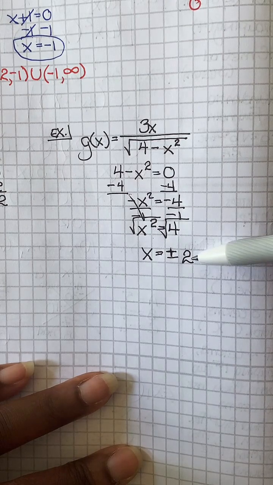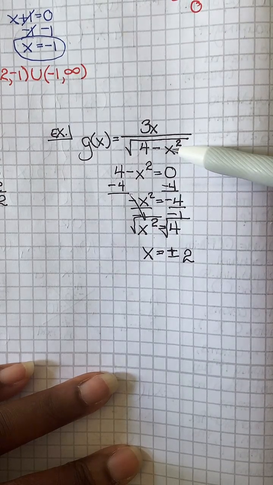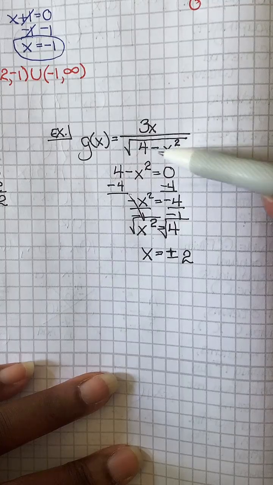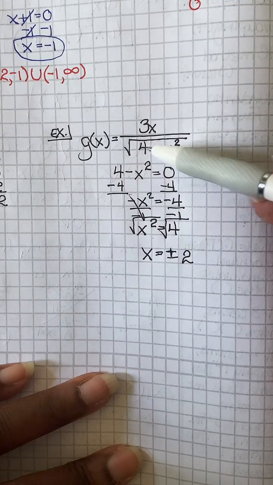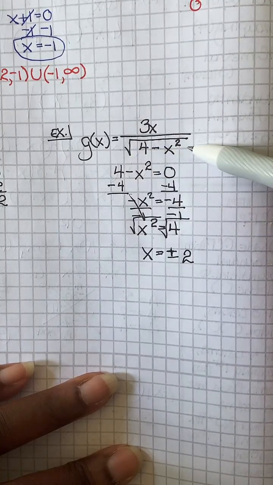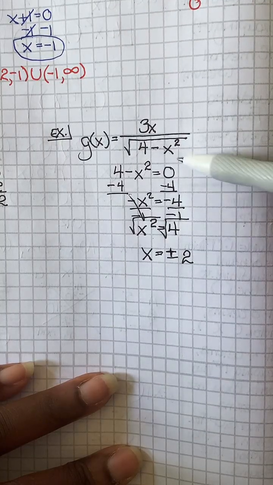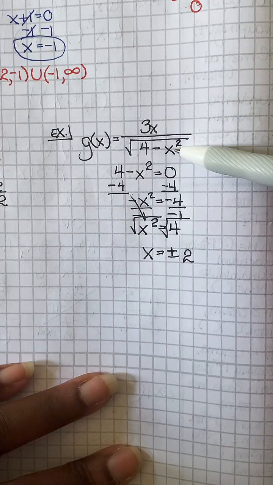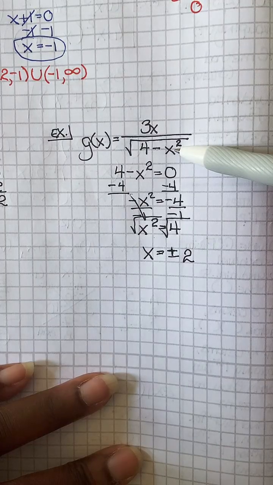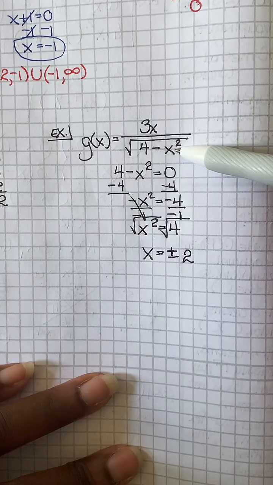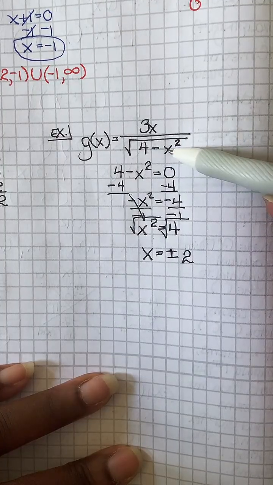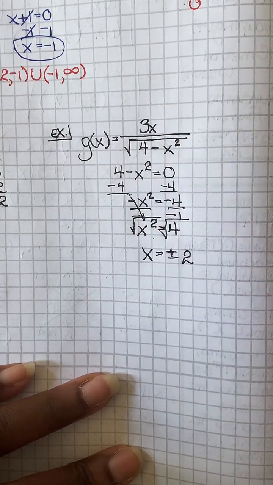So that means if I plugged in a positive 2, squared gives me 4. 4 minus 4 gives me 0. The square root of 0 is 0, and that's what we don't want. If I plug in a negative 2, squared is a positive 4. Negative 2 times negative 2 gives me a positive 4. 4 minus 4 gives me 0. The square root of 0 is 0, and that's not what we want.